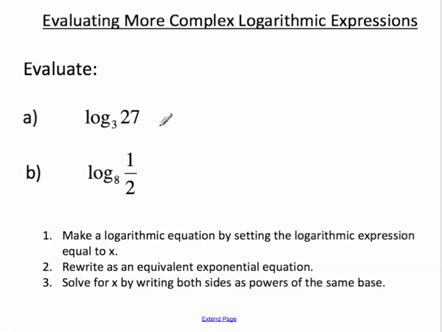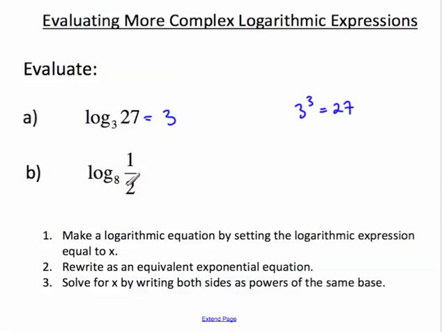If we're asked to evaluate log base 3 of 27, we're really being asked what exponent do we need to use on 3 to get an answer of 27. And because we know that 3 to the power of 3 is equal to 27, we know that log base 3 of 27 is 3. That's the exponent we would need to use. However, it's not always so straightforward.